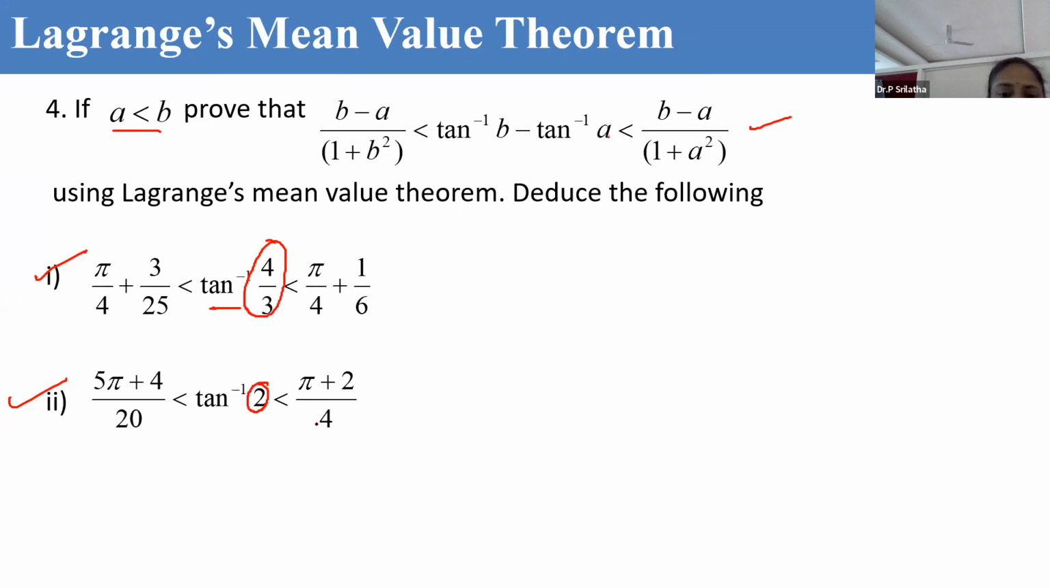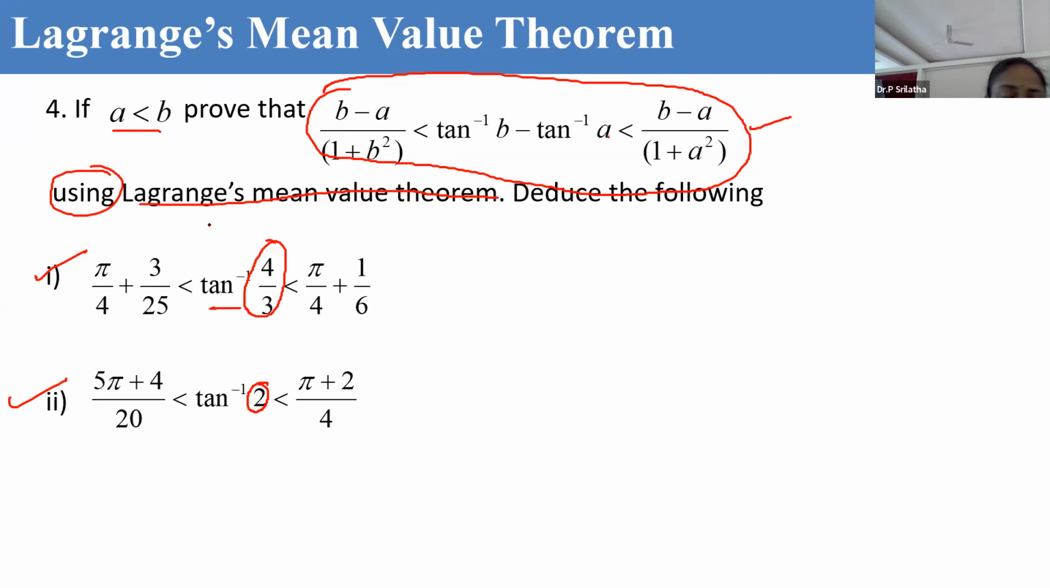Okay, so we have to prove this one, right? We have to prove (b minus a) by (1 plus b square) is less than tan inverse b minus tan inverse a, which is less than (b minus a) by (1 plus a square). For this, we have to use Lagrange's mean value theorem. Using it means satisfying all the conditions of Lagrange's mean value theorem, right? So what are the conditions in Lagrange's mean value theorem?